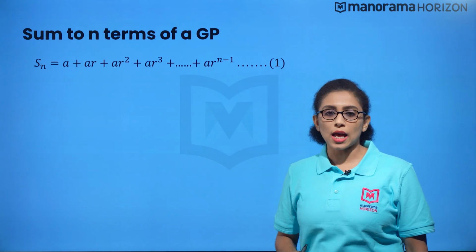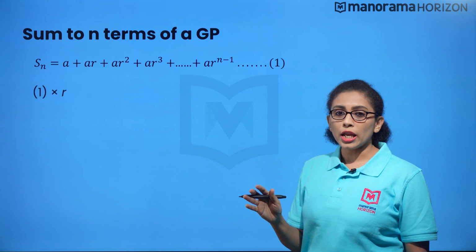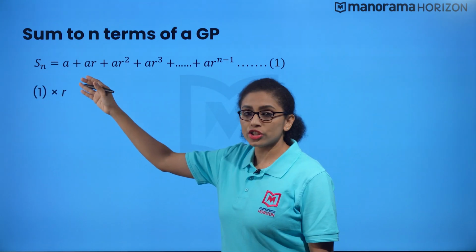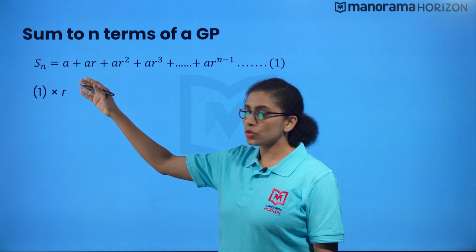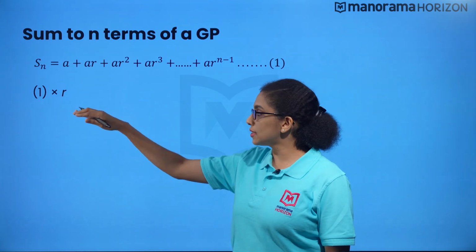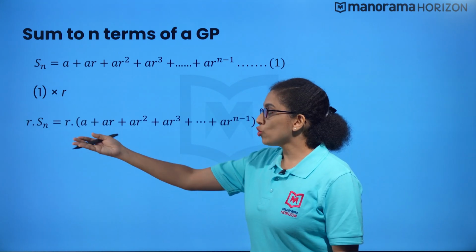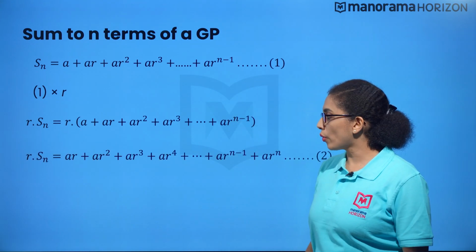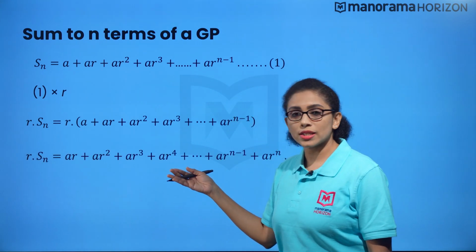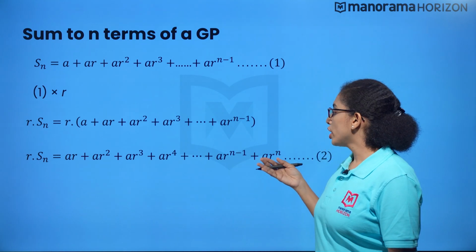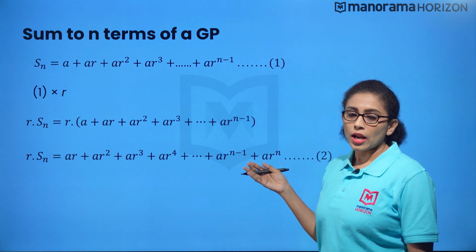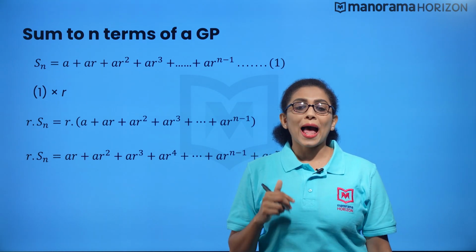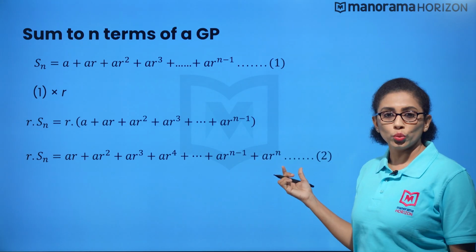Now, to find the sum, we multiply both sides of the equation by R. So, multiplying equation 1 by R, what we get? The resulting equation will be R into Sn is equal to AR plus AR square plus AR cube plus AR raised to 4 up to AR raised to n. And denote this as equation number 2.